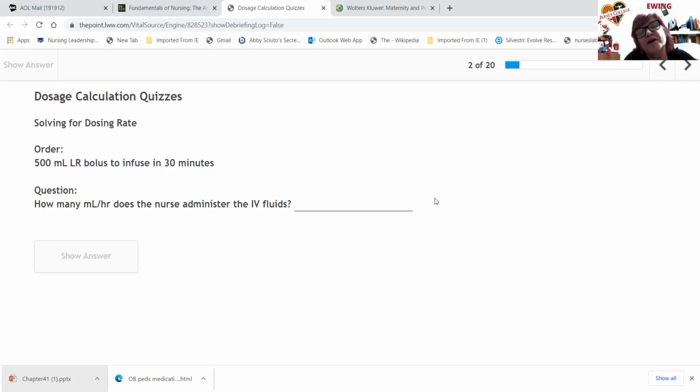Okay, so you can't divide it by 30 minutes because your 30 minutes is in minutes. In order for this problem to come out right, your minutes has to be in an hourly frame, because your answer is going to be in hours. I got 1,000 mLs though. That's right. But what you would do is just take the 30.